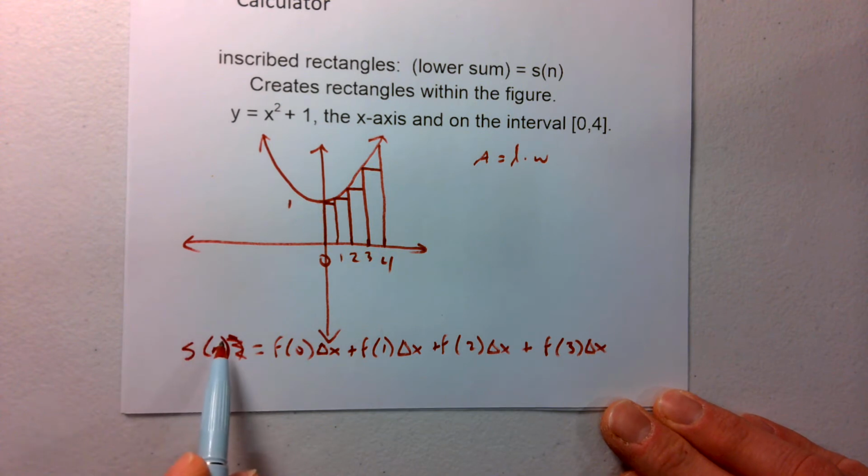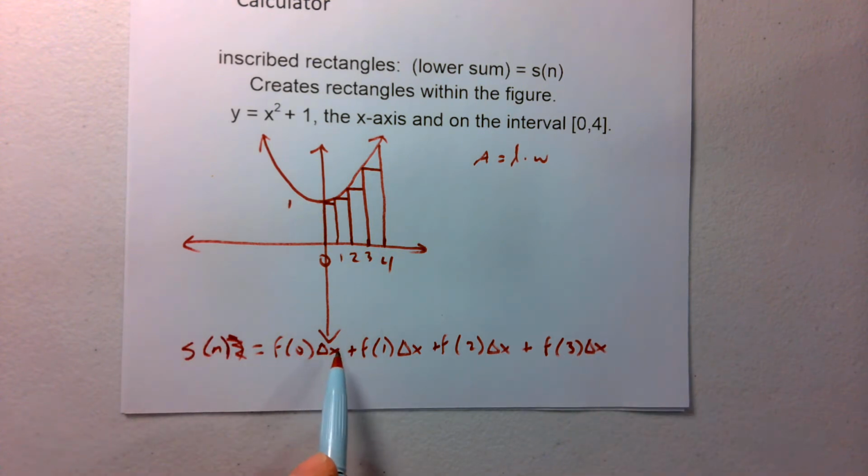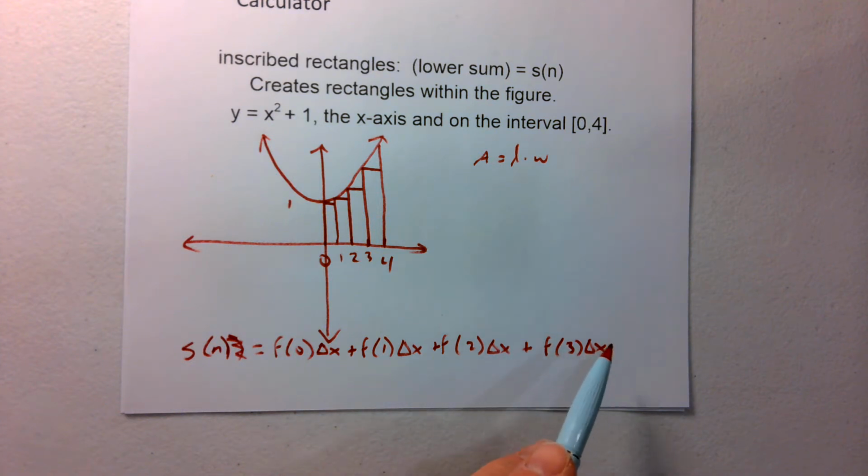So little s of n is f of 0 delta x plus f of 1 delta x plus f of 2 delta x plus f of 3 delta x. This is a very important notation and equation so that we understand what's going on within this. And this is what I'm going to be looking for as I grade your papers.